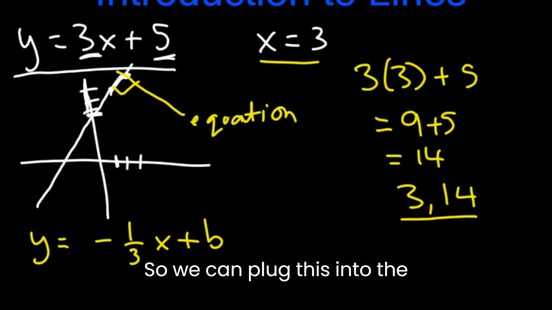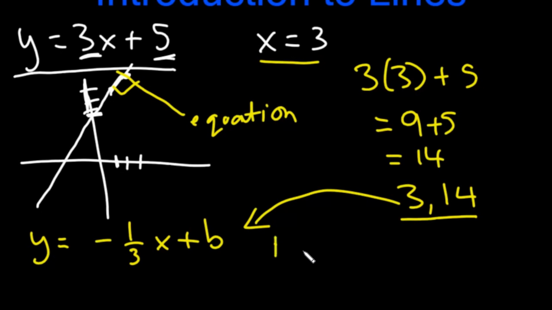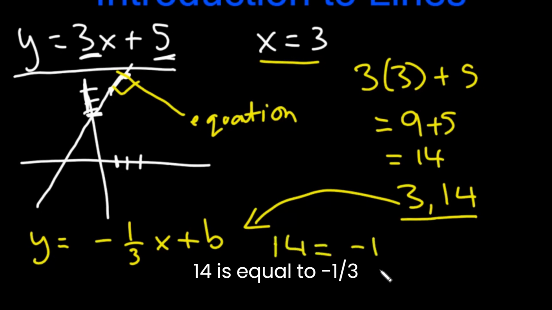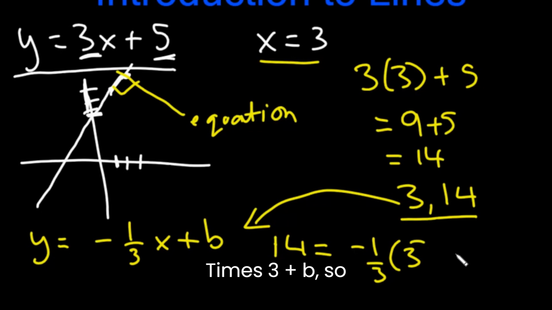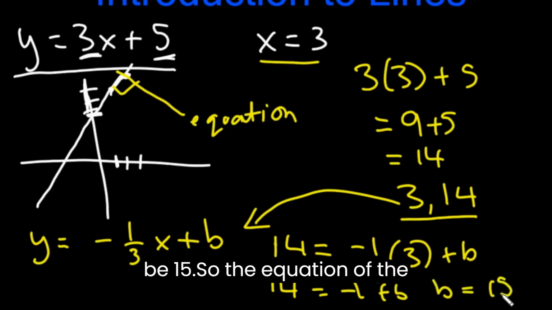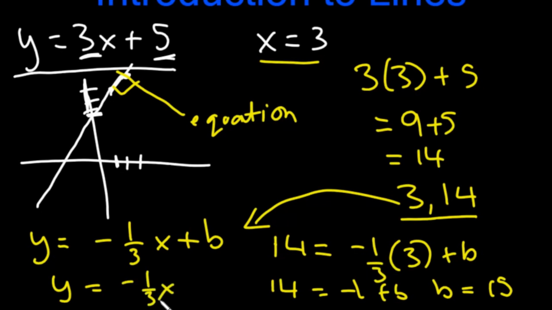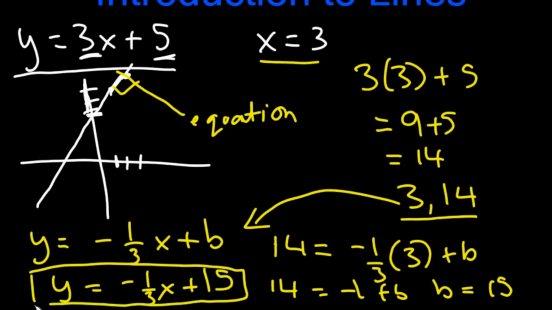So we can plug this into the equation. So y, which is 14, is equal to negative 1/3 times 3 plus b. So 14 is equal to negative 1 plus b. So b must be 15. So the equation of the perpendicular line will be y equals negative 1/3 x plus 15. And that's our final answer.